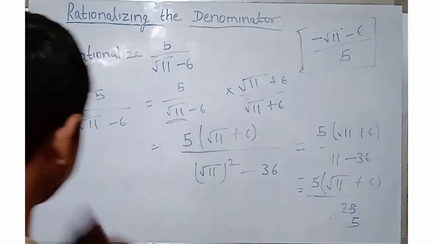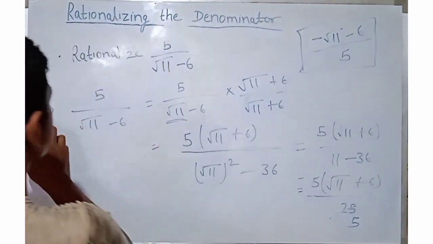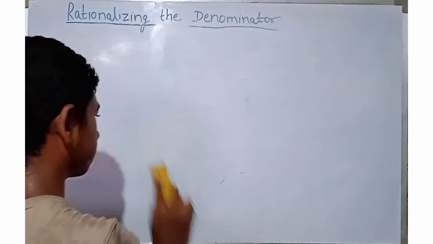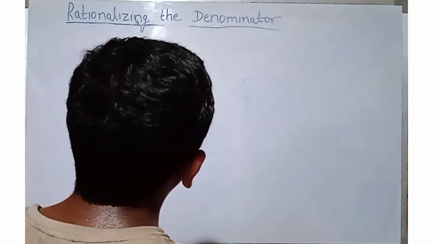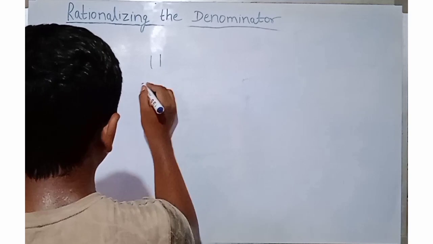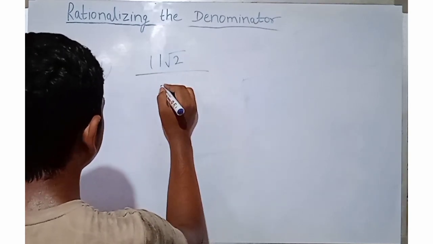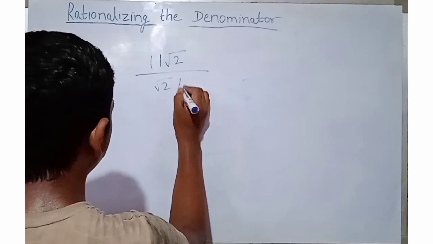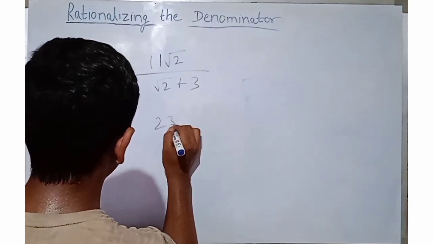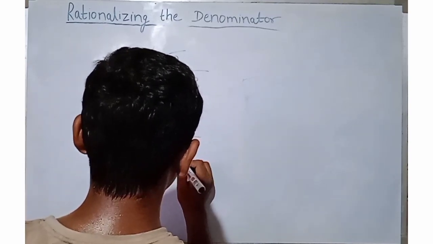Okay, so that's all for today. I'm giving you some questions to practice. The question is, rationalize 11 root 2 by root 2 plus 3. And the second one is, rationalize 23 by 2 plus root 5.